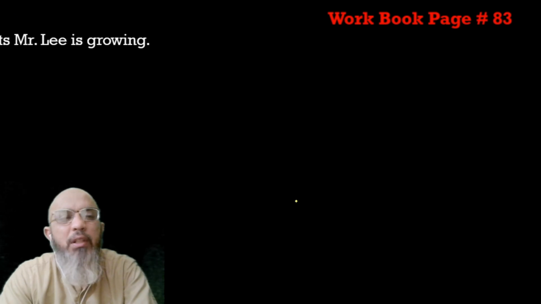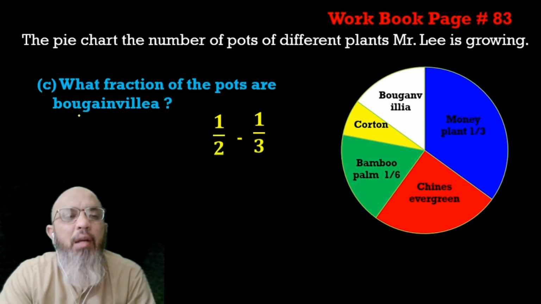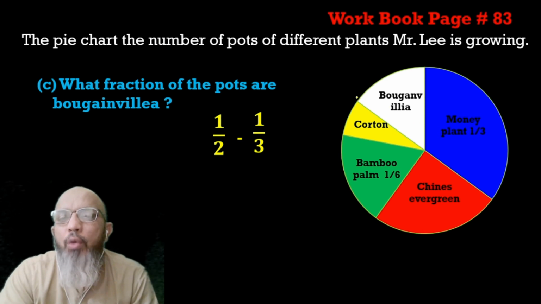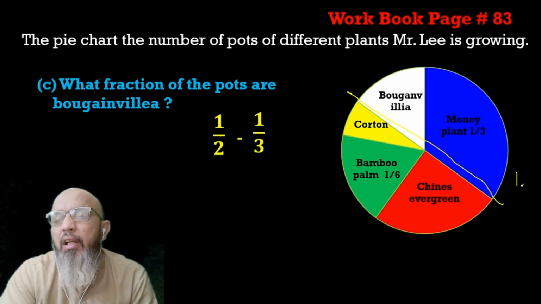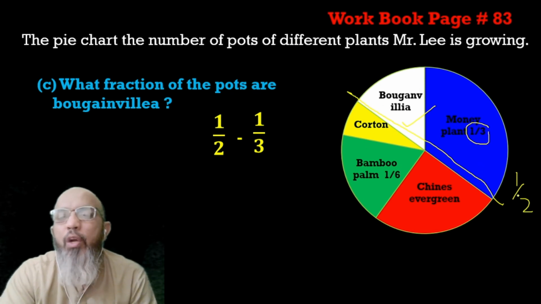So now come to the third part of the same question, what fraction of the pots are bougainvillea? So now this whole portion shows half of the circle, right? So out of half of the portion, the money plant shows 1 over 3. So the rest of the portion shows bougainvillea. So what we do is subtract 1 over 3 from 1 over 2, right? So that is our required answer.